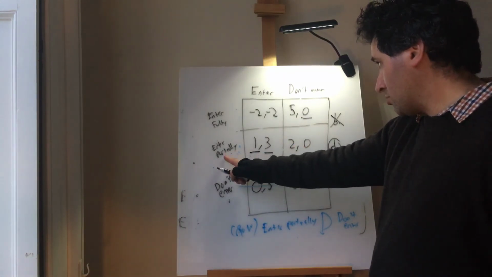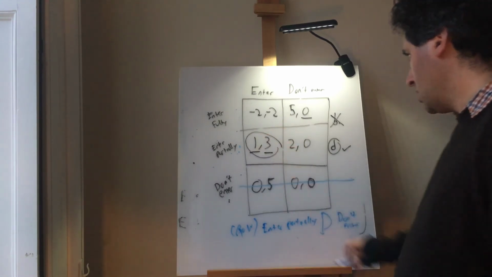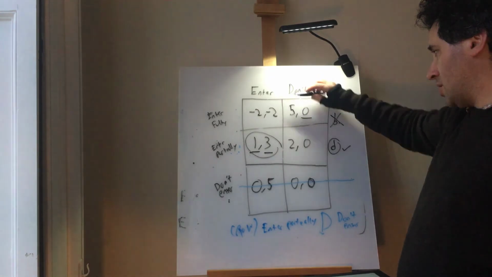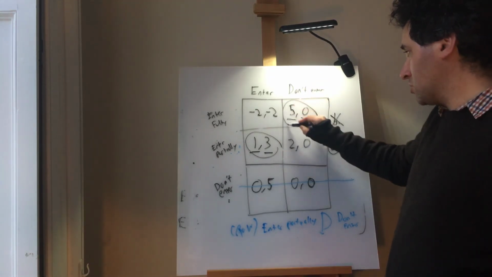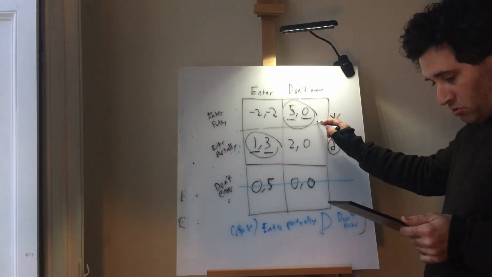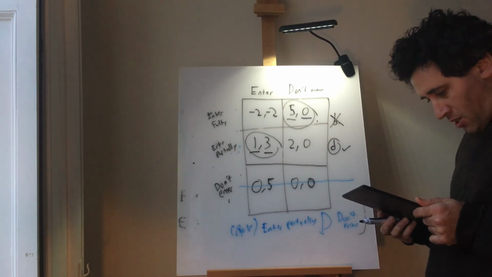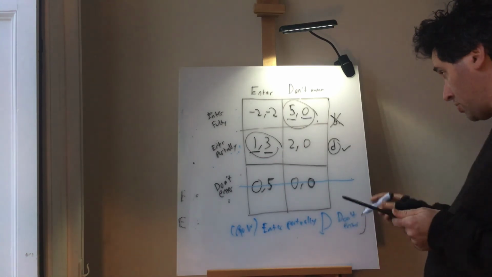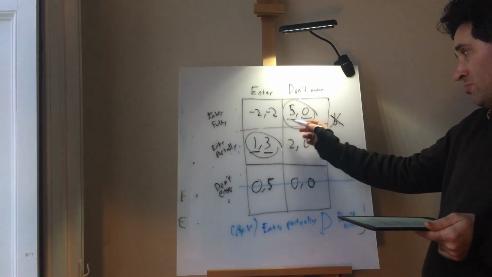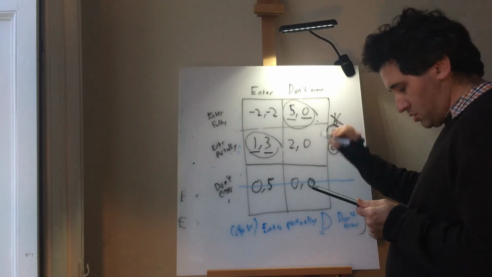When column chooses enter, row's best response is to enter partially. When row chooses to enter partially, column's best response is to enter. So this is a Nash equilibrium. When column chooses not to enter, row's best response is to enter fully. This is also a Nash equilibrium. Okay? So we know there's at least 2 Nash equilibria in pure strategies. In fact, there are 2 Nash equilibria in pure strategies. And there will also be one in mixed strategies, because we always have an odd number of Nash equilibria. So C is also correct.